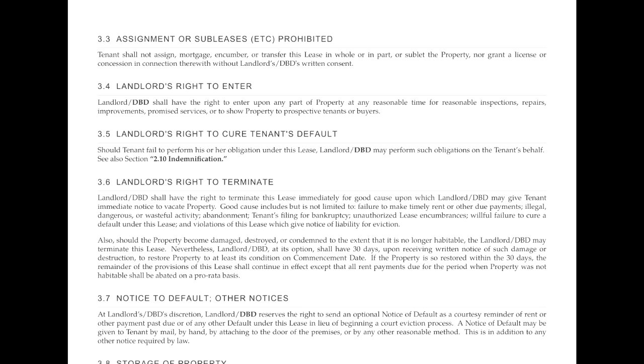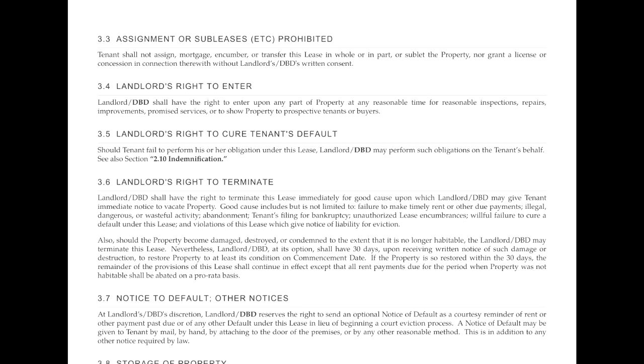3.4, landlord's right to enter. Landlord DBD shall have the right to enter upon any part of the property at any reasonable time for reasonable inspections, repairs, improvements, promised services, or to show property to prospective tenants or buyers. 3.5, landlord's right to cure tenant's default. Should tenant fail to perform his or her obligation under this lease, landlord DBD may perform such obligations on the tenant's behalf. 3.6, landlord's right to terminate.